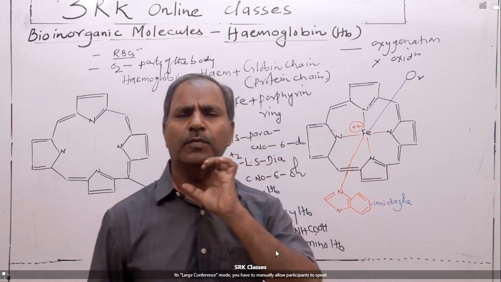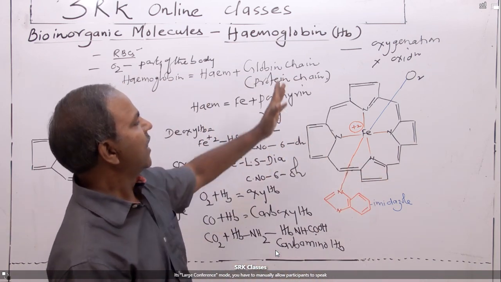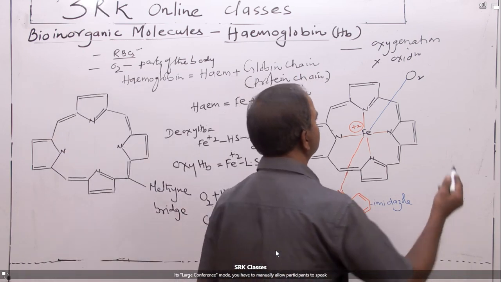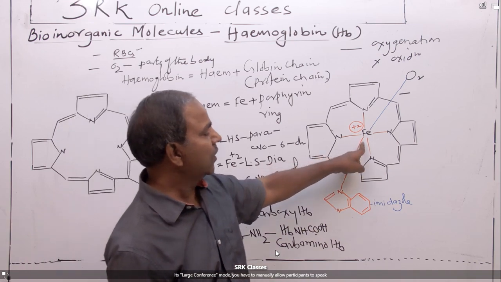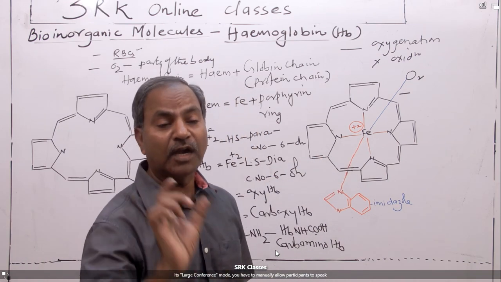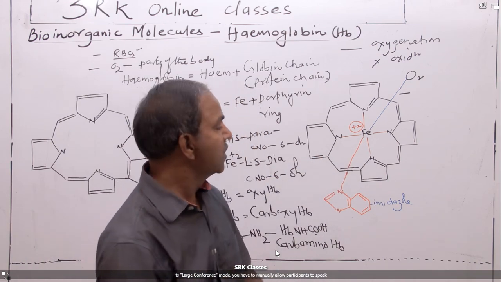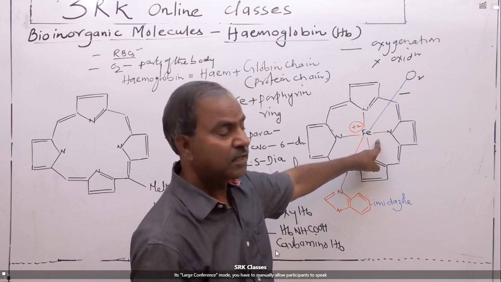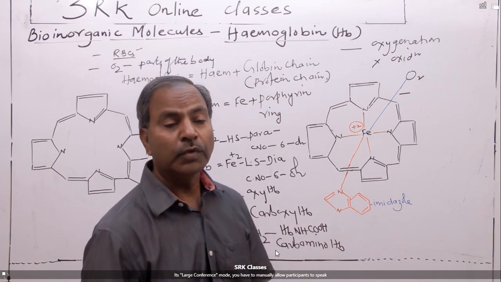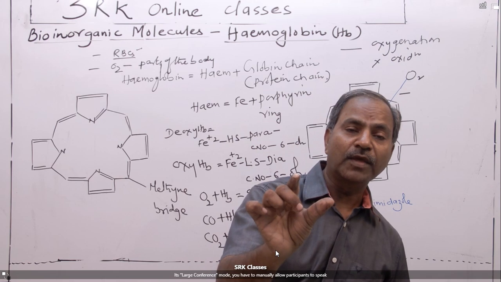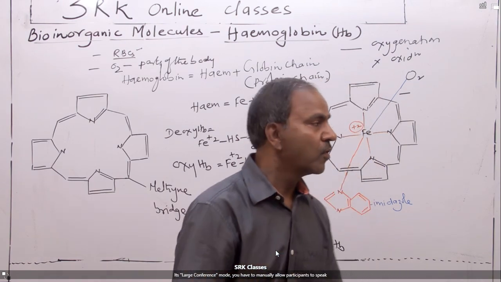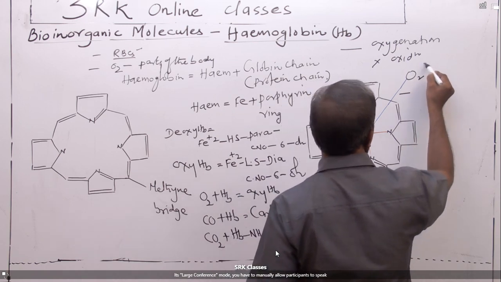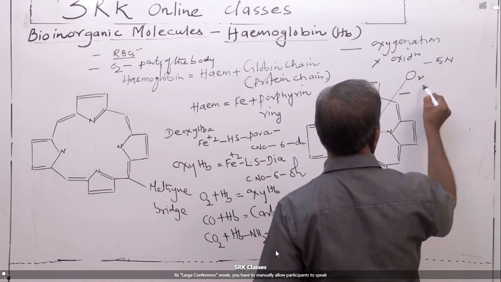So that was the brief discussion about hemoglobin. Next, coming to the next point. In hemoglobin, the iron atom is bonded to how many nitrogen atoms? I put this question many times in entrance exams. See, 4 nitrogen atoms and one more in the imidazole. So in hemoglobin, the iron atom is bonded to 5 nitrogen atoms.